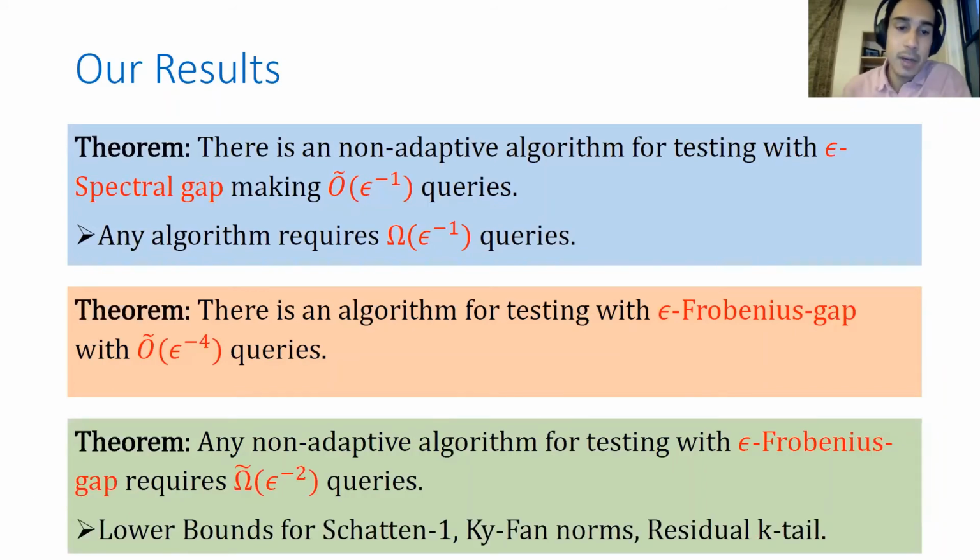And this lower bound is very general, and it also immediately results in lower bounds for a number of other spectral problems. New lower bounds for testing the Shannon-1 norm, the Ky Fan norms, and also something which is known as the residual k-tail of the matrix.